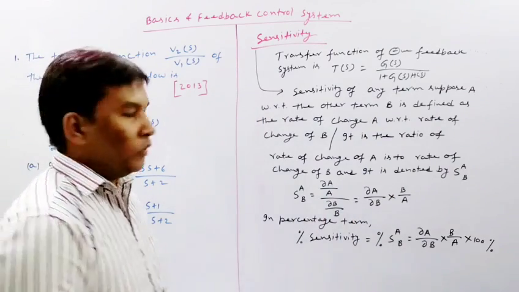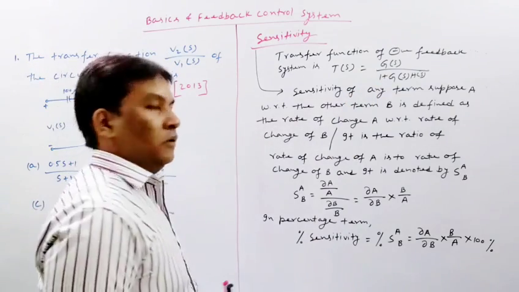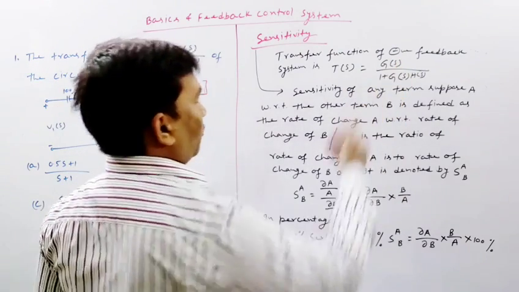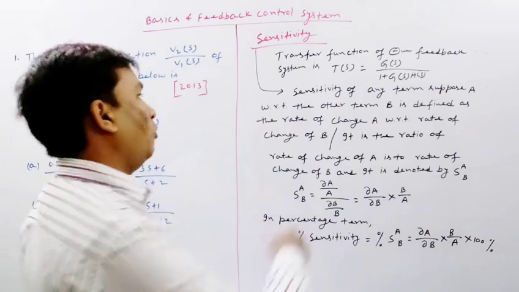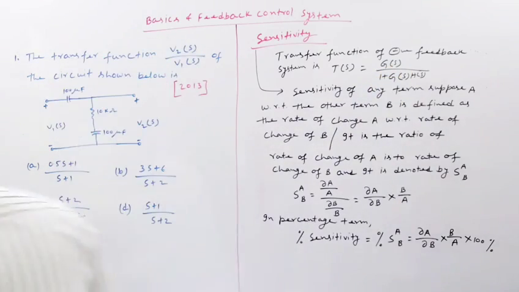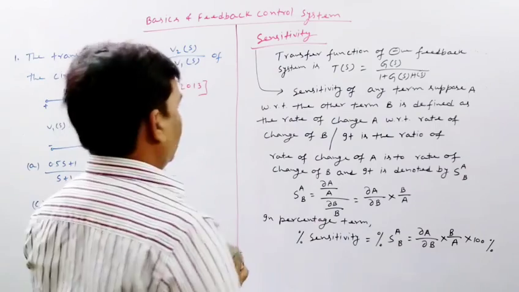Now we will determine the sensitivity of the closed loop transfer function with respect to G and H. So let me write out these things.